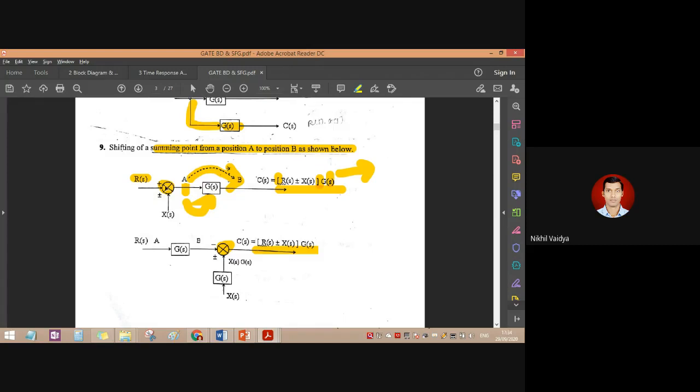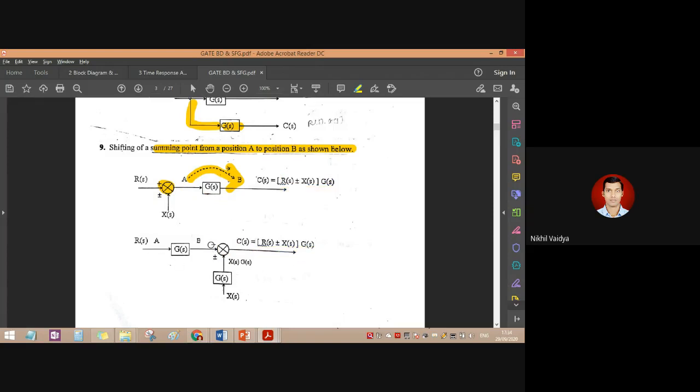Now, when we shift this summing point after the block, from A to B, now it is shifted. So what changes do we have to make here? See, that same block we have to add into that particular summing point path. Whatever the summing point path is given, so this is X of S. We have to add that block in that path so that we will get the same value we got previously. Now if we do this setting, let us see how much is the value.